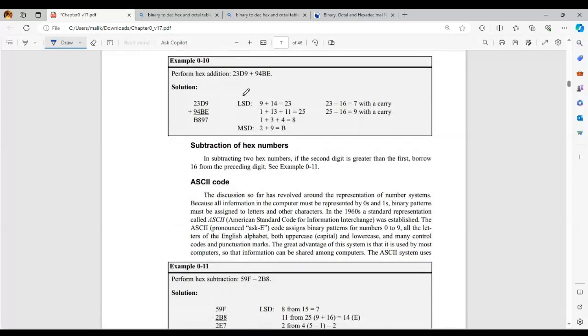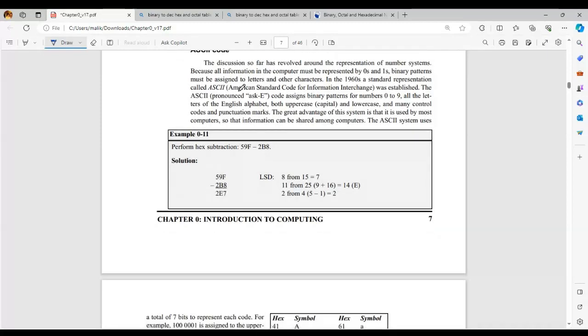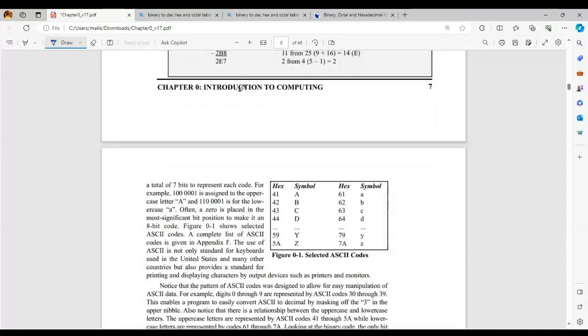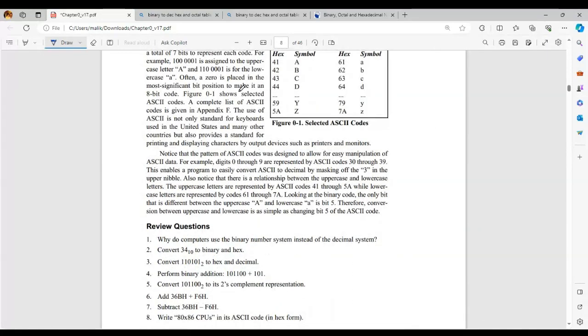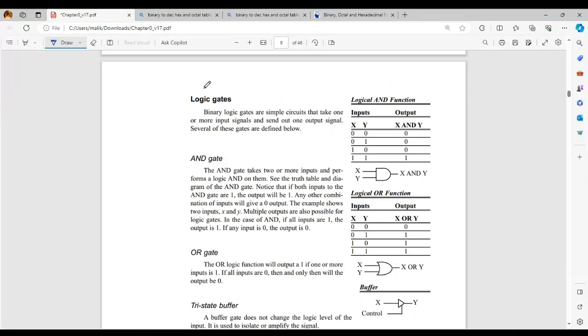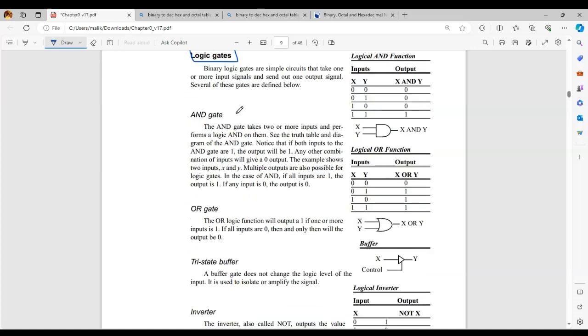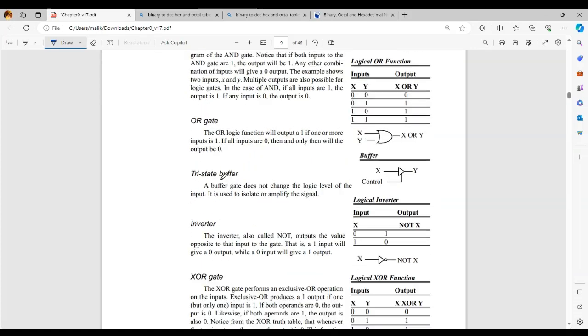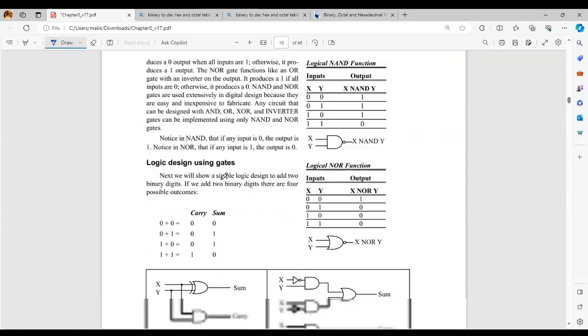Then we can also perform hexadecimal addition and subtraction. This is a very complex and separate topic, we will discuss it later. And here's the description of the logic gates. We are going to discuss logic gates here. They are of many types, about 3 to 4: AND, OR, tri-state buffer, inverter, XOR gate.